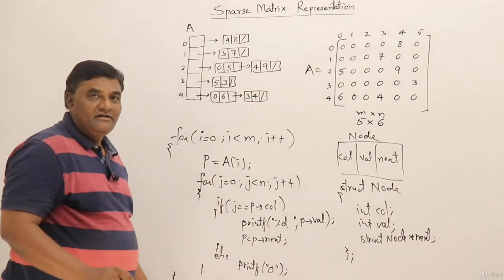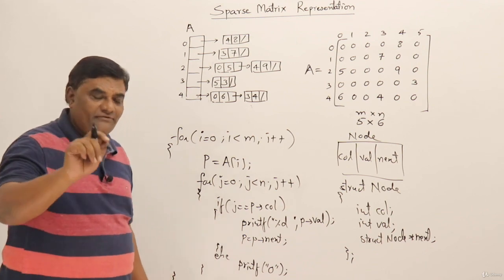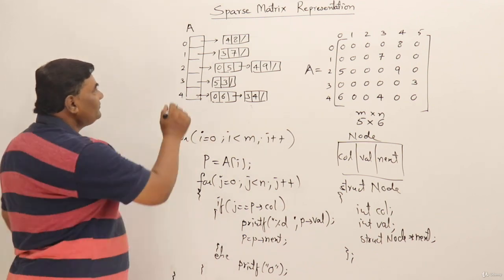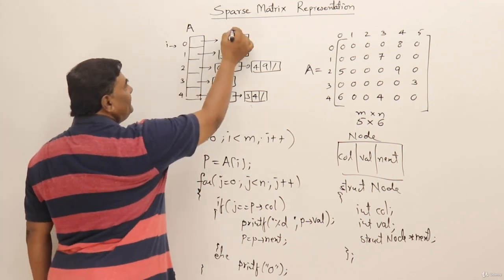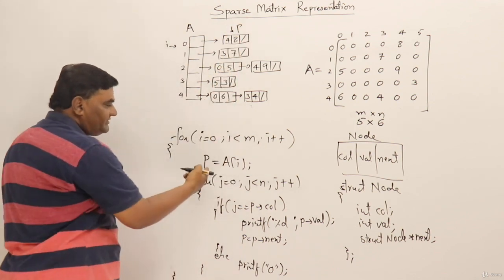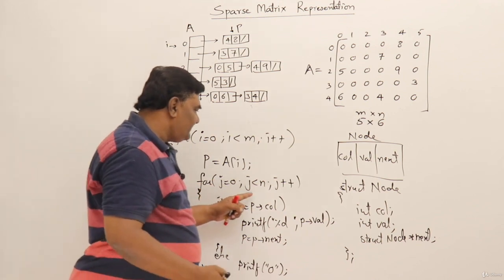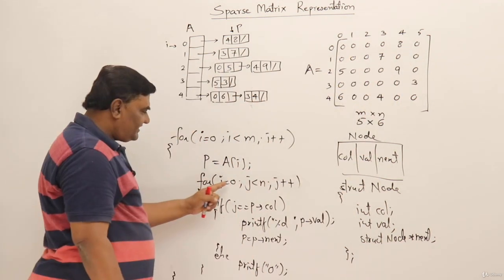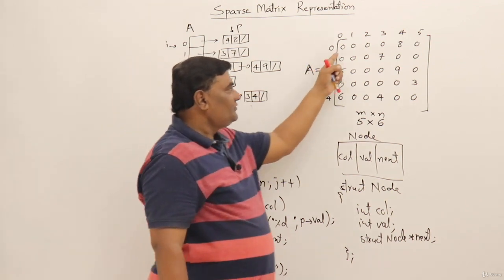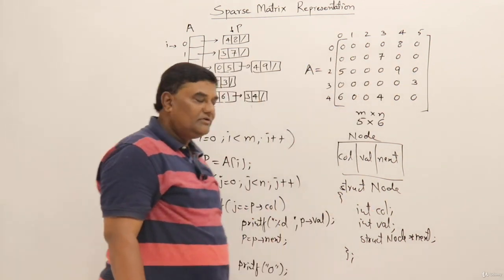This is simple. So I will trace this one a little bit. Just watch it. I is starting from 0. So I is here. Then P assign A of I. So P will be pointing here, first one. Then for j assign 0 to n. 0 to n means 0 to 5 it will go. j will repeat from 0 to less than n. So 0 to less than 6, that is 5. So it will go up to 5.